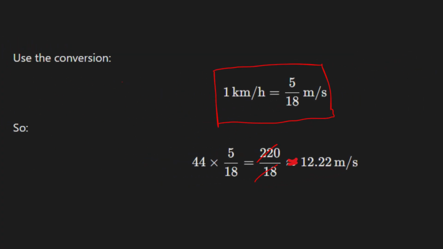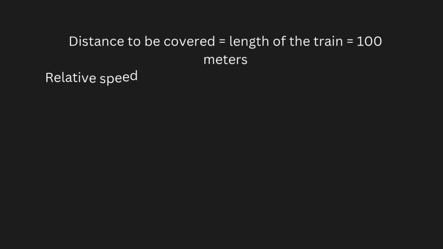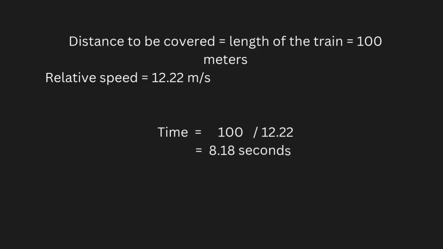So let's use the conversion the same way as the previous sum. 44 into 5 by 18, we got 220 by 18. If we cancel out, we got 12.22 meter per second. The distance covered we can calculate by the length of the train, which is 100 meters. So that's the distance. The relative speed, which we have found, is 12.22 meters per second. So the time is 100 by 12.22. We got an output of 8.18 seconds.